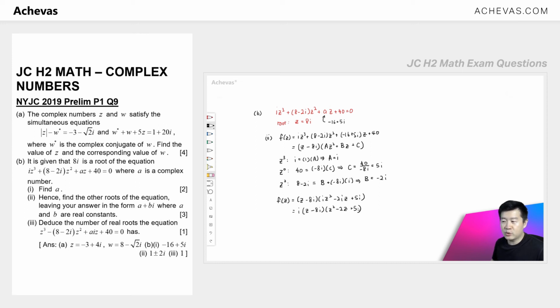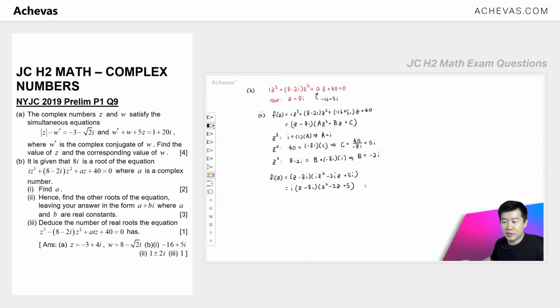And now if I were to try to equate f(z) to be 0, we will be able to solve for the other two roots by letting the quadratic factor be equal to 0. So now if I were to let f(z) be equal to 0, this tells me that z must be equal to 8i, which is one of the roots. It is already given to us by the question. So the other two roots will be obtained by z squared minus 2z plus 5 equal to 0.